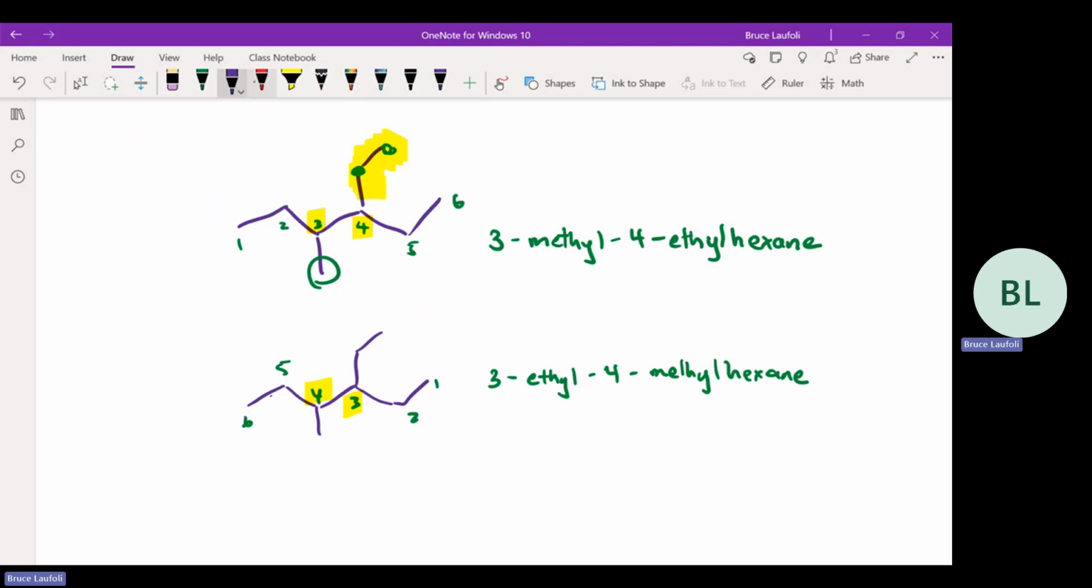Well, in both situations, we can see that the numbers don't change. We both have a 3 and a 4. But what's differing between these is that we have the methyl first in the top case, but we have the ethyl first in the second case. So understanding this, we need to remember that substituents, write this in red, substituents need to go in alphabetical order.